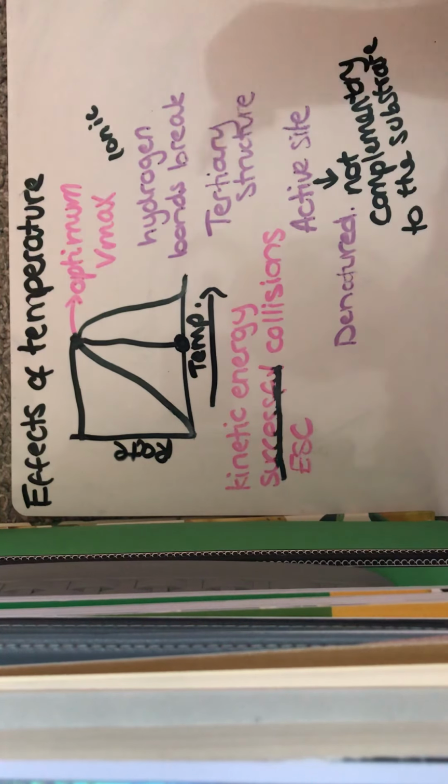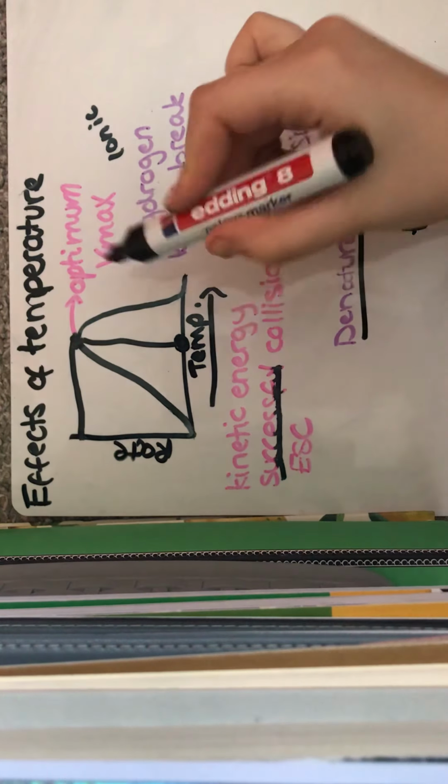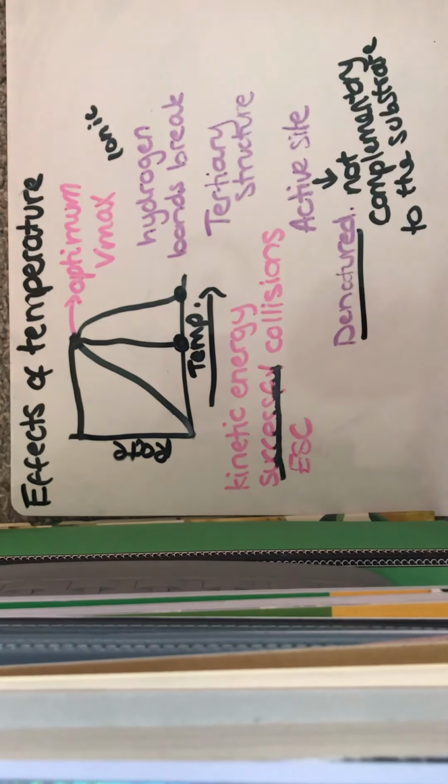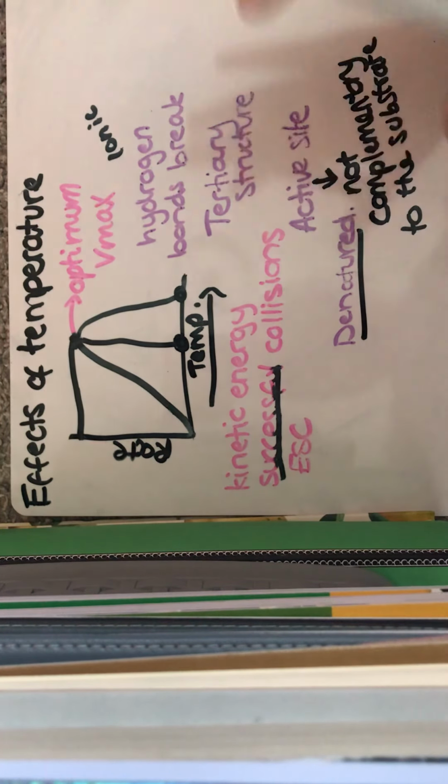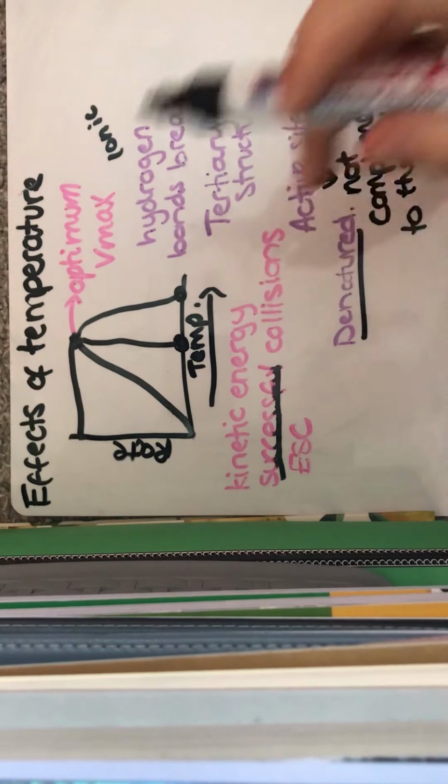So the active site is no longer complementary to the substrate, and that is when we class it as being denatured at this point here, when there are no enzyme substrate complexes being formed at all, and there's no rate of reaction at all. So that is irreversible at that point.